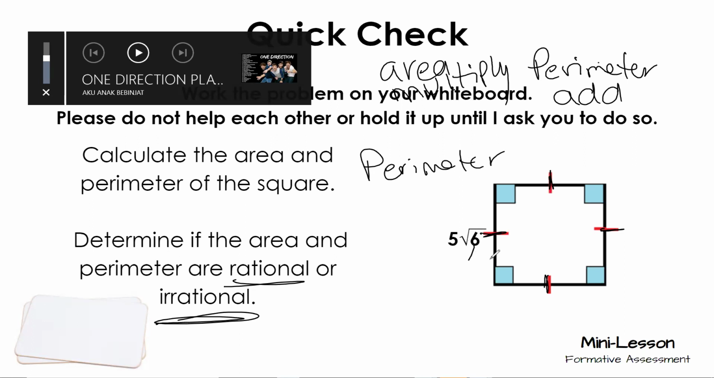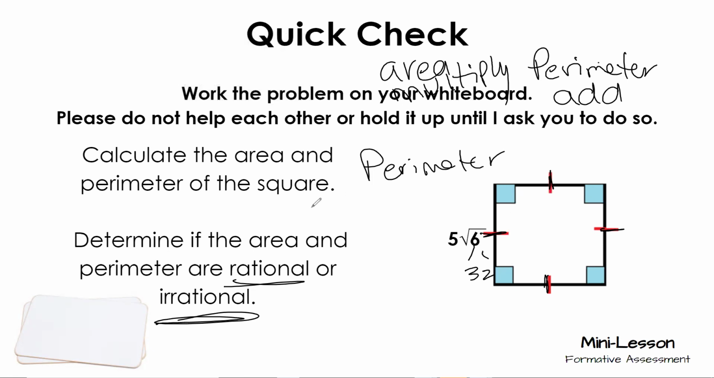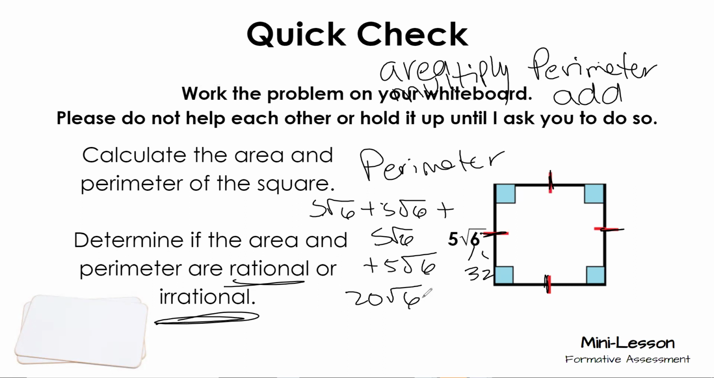No. You could break this down, but there are no pairs to pull out, right? So I'm going to add 5 square root of 6 plus 5 square root of 6 plus 5 square root of 6 plus 5 square root of 6. And they all have 6's underneath. So what's 5 plus 5 plus 5 plus 5? 20 square root of 6. Is that rational or irrational?